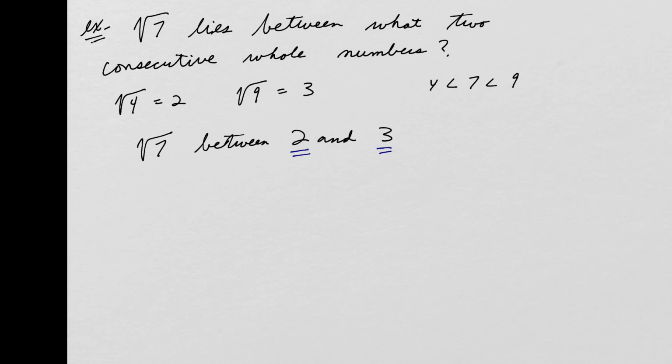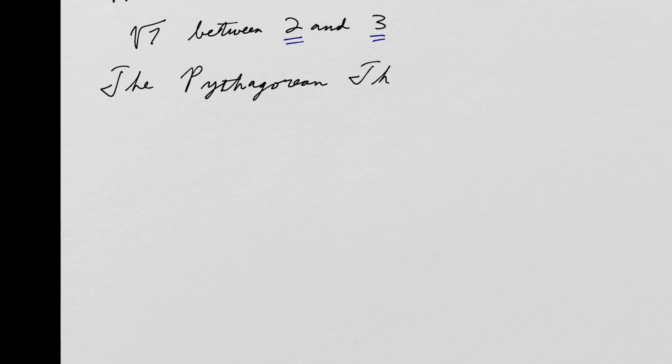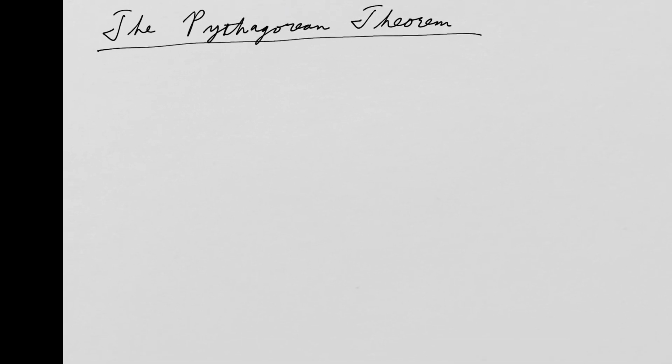Okay, so that's it for square roots, although we will need them in this next topic. So next I want to talk about the Pythagorean theorem. This theorem deals with a right triangle. A right triangle is a triangle with a right angle, which is a 90-degree angle.